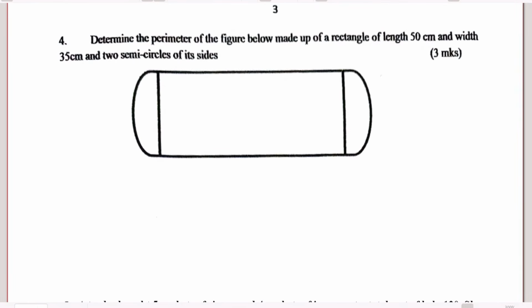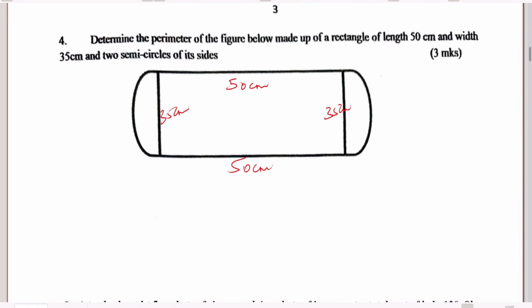Question 4. Determine the perimeter of the figure below, made up of a rectangle of length 50 centimeters and width 35 centimeters and 2 semicircles on its sides. When you look at this figure, it is made up of a rectangle. The length is 50, so let me indicate here: this is 50 centimeters, and this one is also 50 centimeters. And then the width is 35: this is 35 centimeters, and this one is 35 centimeters. The semicircles that you can see on the sides will have a diameter of 35 centimeters.